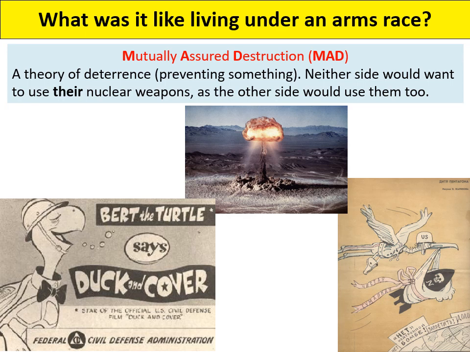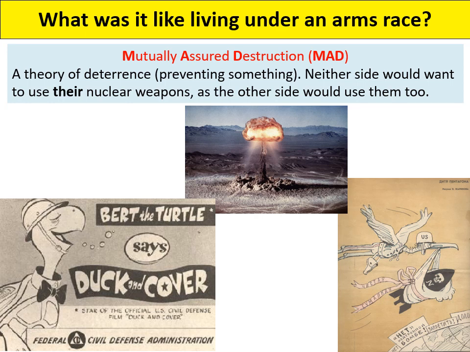Hopefully I don't need to define what destruction is. Assured means promise, and mutually means both sides are doing it. So if we come to a mutual understanding, we both understand each other. In mutually assured destruction, it's the idea that neither side will launch their nuclear weapons, because if they do, the other side will launch their nuclear weapons. So neither side has the ability to stop the enemy's nuclear weapons.